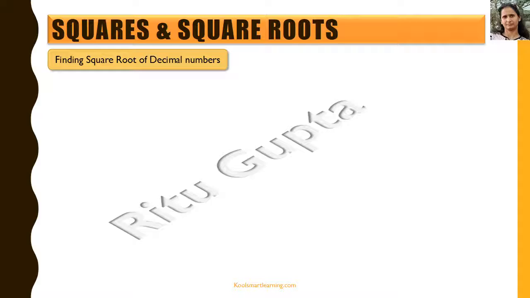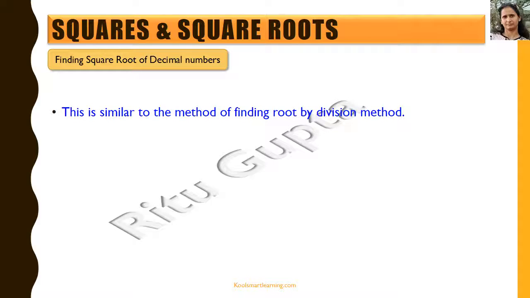Let's see how do we find the square root of decimal numbers. Now this is very similar to the method of finding root by division method. So let's take an example in this case, and we start with the number 7.29, and we need to find the square root of this number.